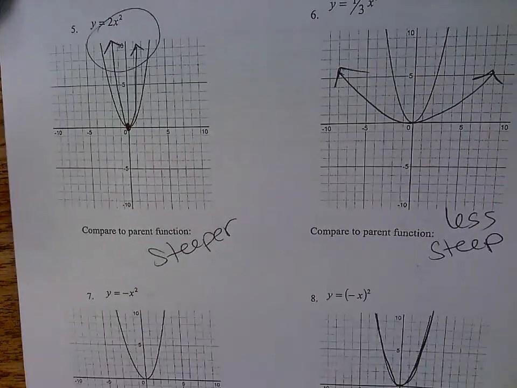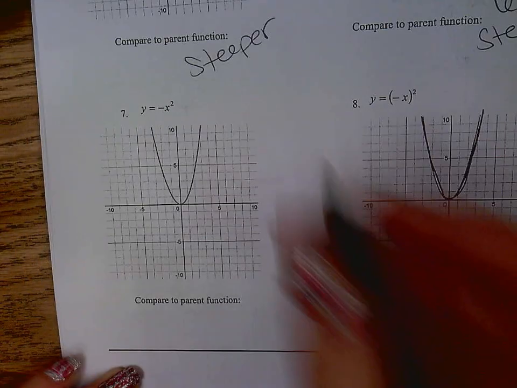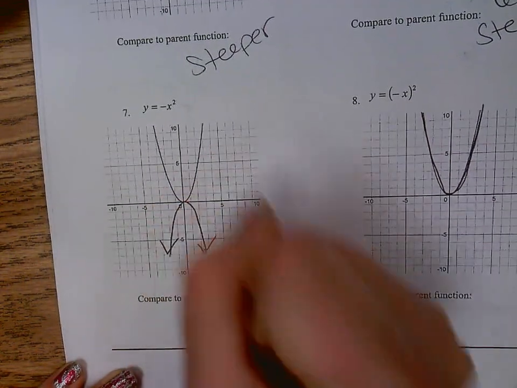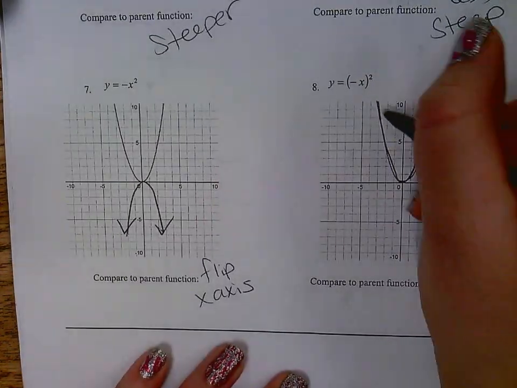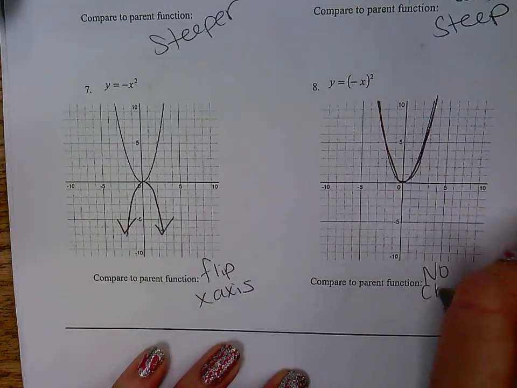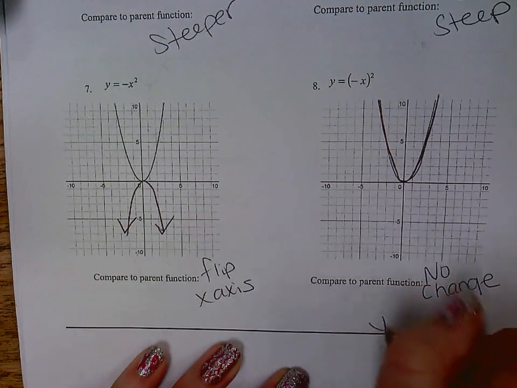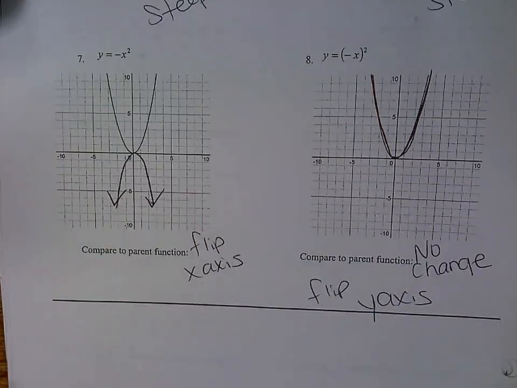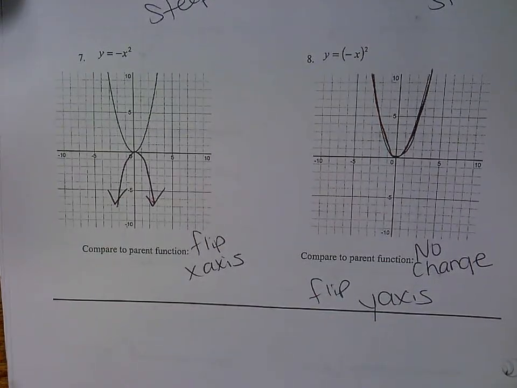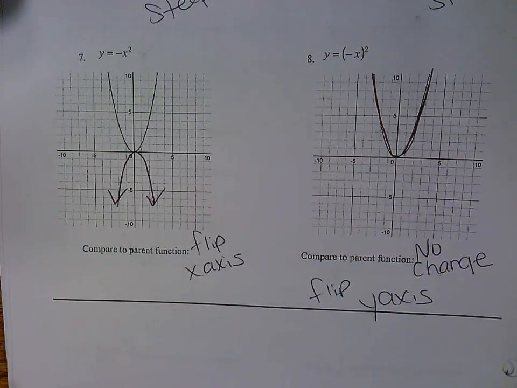Okay, and then number 7, this flipped the graph upside down, right? So this should have been a flip over the x-axis. And then this one, most of you put no change. That's fine. If you want to add that it would be a flip over the y-axis, that's actually what was happening. So at least if all of you have seen 1 through 8, you've seen enough.